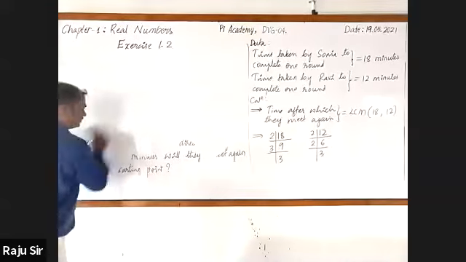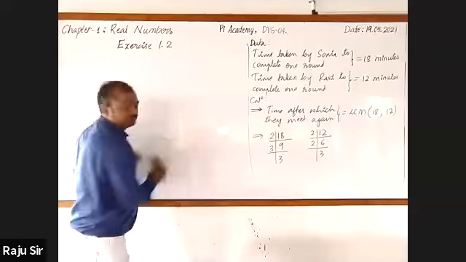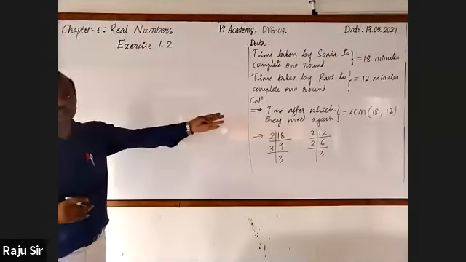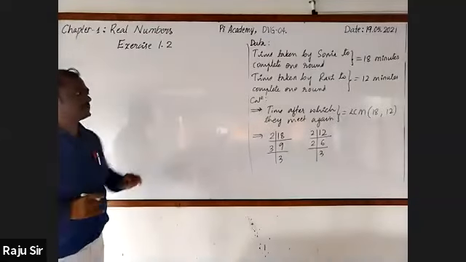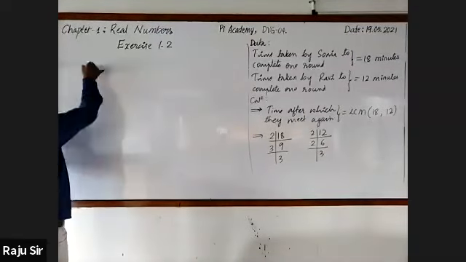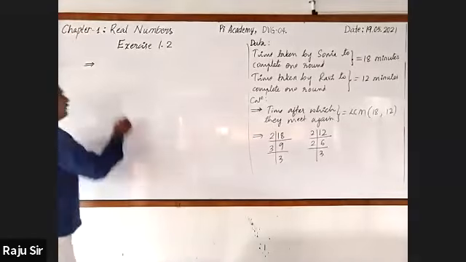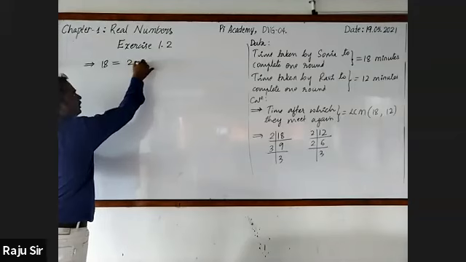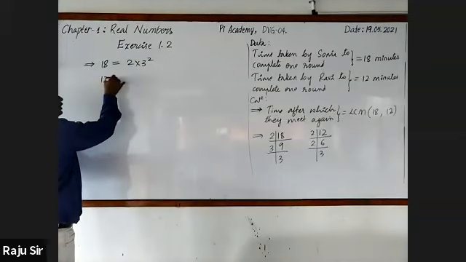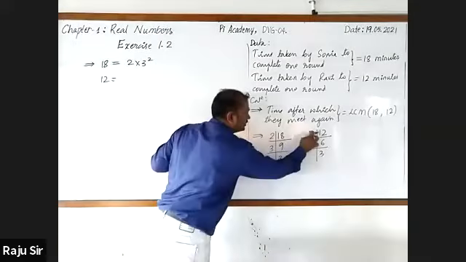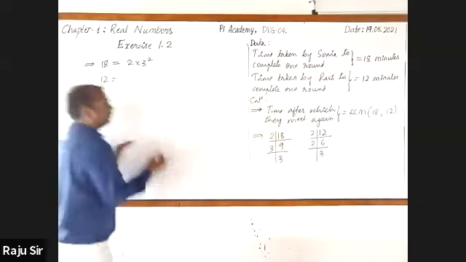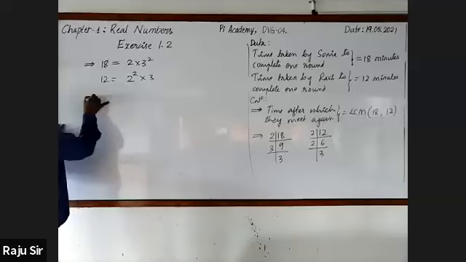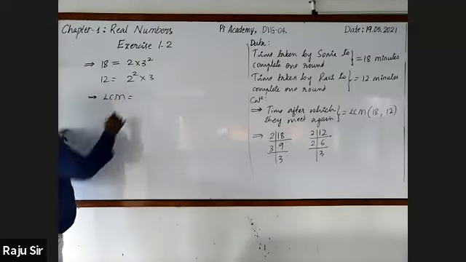Following the steps is very important because in every step marks will be considered. Afterwards, I'll show you how the marks allotment will be. In the next step, I've written the prime factorization of 18, that is 2 into 3 square, and 12 is 2 square into 3.